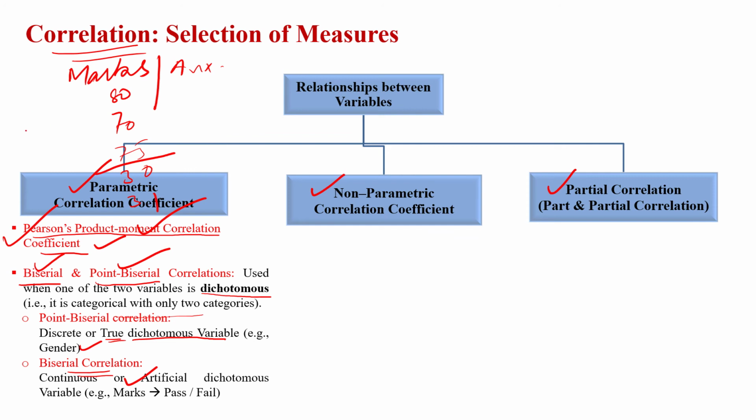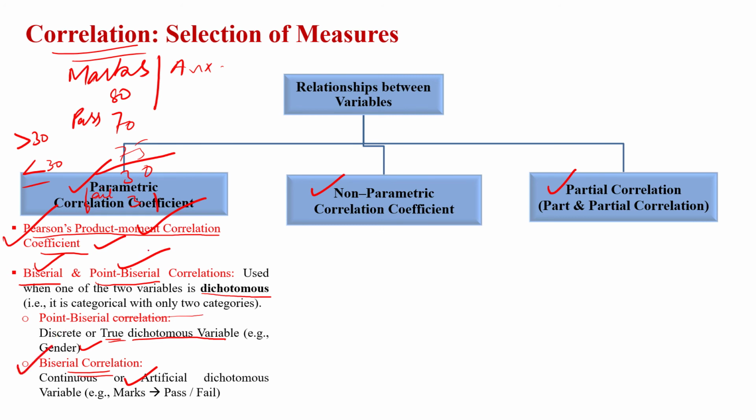We can say that higher than 30 is pass, and less than or equal to 30 would be the fail student. So now we are forcing or artificially making the variable dichotomous, in a binary form. In such a case we should apply the biserial correlation coefficient.